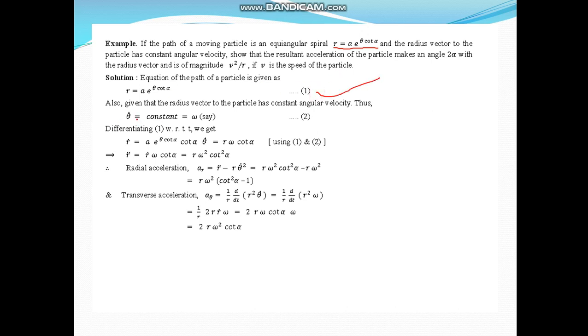Also we have been given here that the particle has constant angular velocity, that is theta dot is constant, that is omega support. Now differentiate number 1, it is r dot a to power theta cot alpha, further derivative, cot alpha is constant, that is theta dot, so this will come r omega cot alpha. We have to find r double dot, it is radial acceleration, and also we can find transverse acceleration.